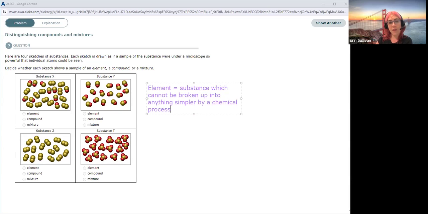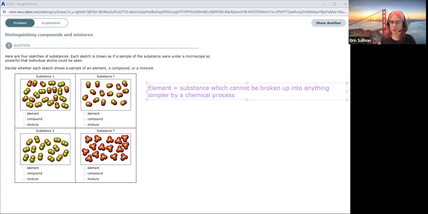Whatever kind of chemical reaction you try to do to an element, you could form a compound, but you cannot break that element down into anything simpler. For example, an element would be something like gold. That would just be the chemical symbol Au. And you could even show the state: it would be a solid in its standard state.